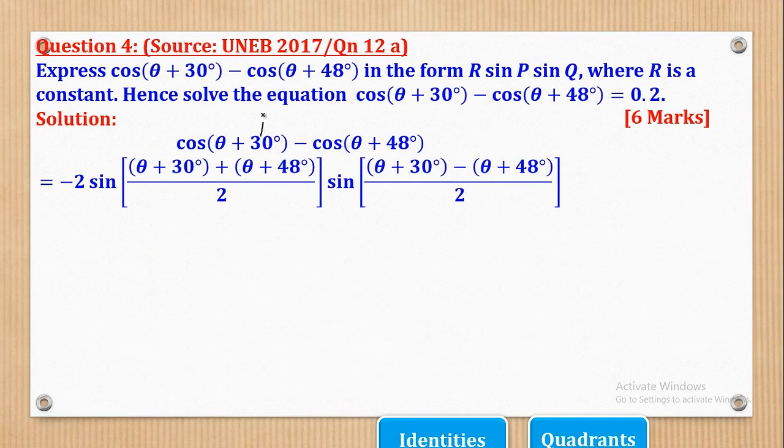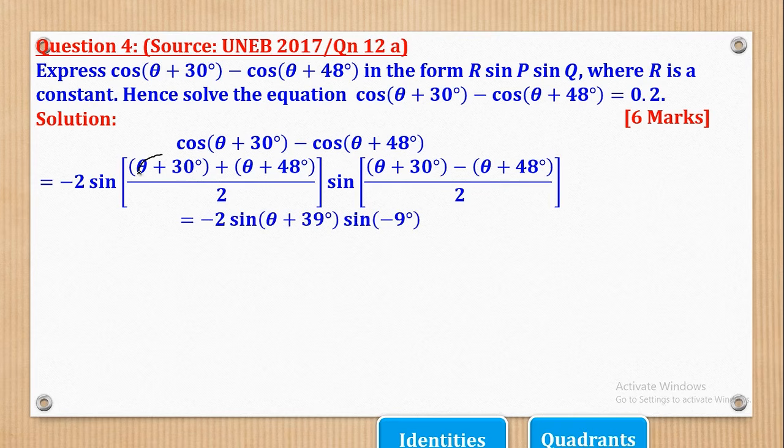Here we shall come and write, now this will be our A and this will be our B, therefore negative 2 sine sine. Here we shall put the sum divided by 2, so this plus this over 2 is what we put here, as you can see it here. Then this side we put this minus this over 2, as you can see it there. The next is to simplify.